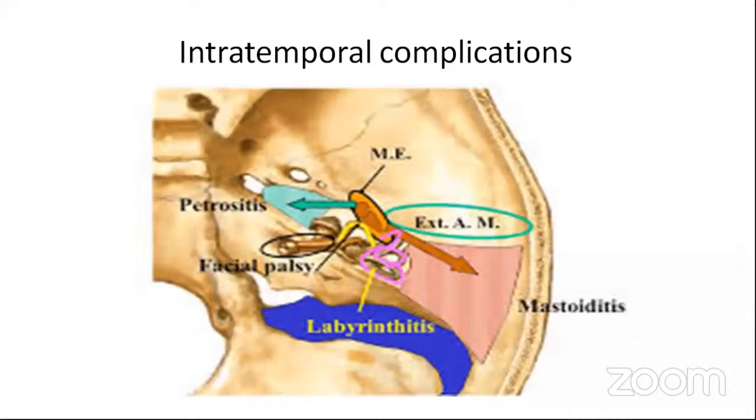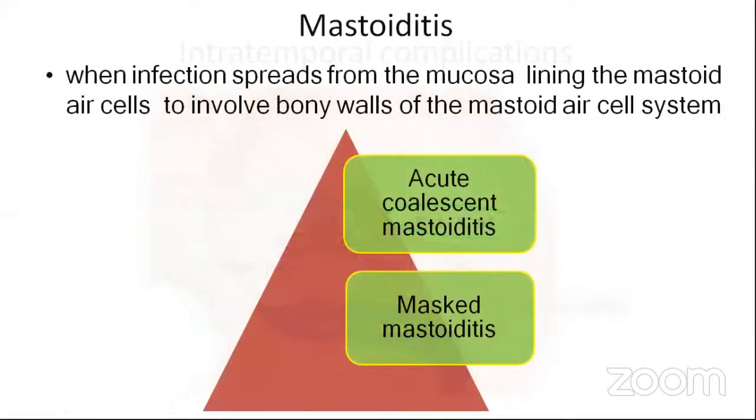So moving on to the detail of each complication, the intratemporal complications, as already said, they could be petrositis. It can cause facial palsy. It can involve the labyrinth producing labyrinthitis, and it can go into the mastoid antrum producing mastoiditis. Now, mastoiditis is when infection spreads from the mucosal lining of the mastoid cells to involve the bony walls of the mastoid cell system. So, from the mastoid antrum, once it involves the bony lining, that is when it causes mastoiditis.